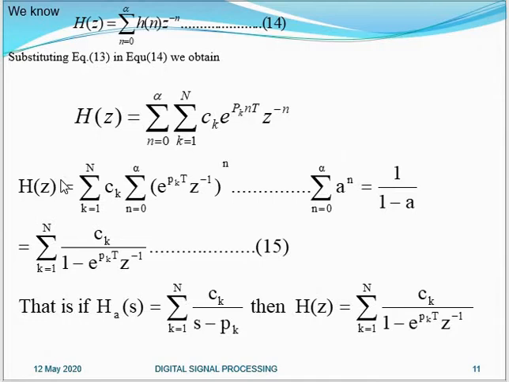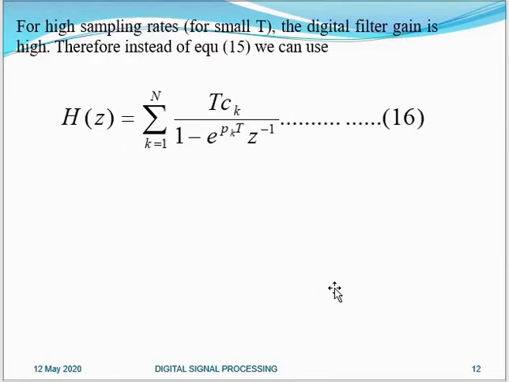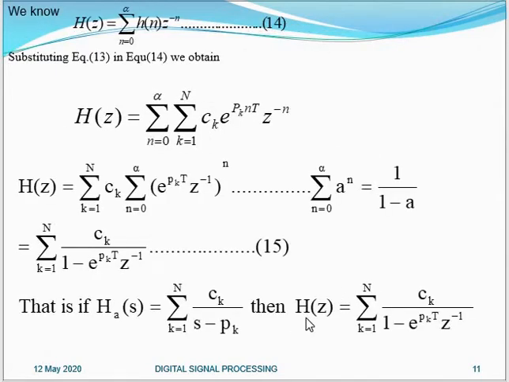Now, we have already studied summation k equals 0 to N of Ck over s minus Pk, where Pk is the pole and Ck is the coefficient, and H(z) equals Ck divided by 1 minus e to the power Pk T z inverse. The upper part is the same; the change is only in the lower part. Look at this. So this is the thing, H(z).